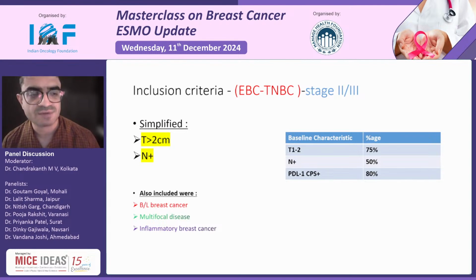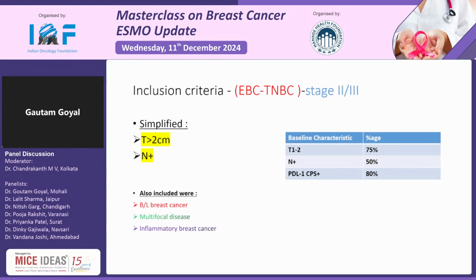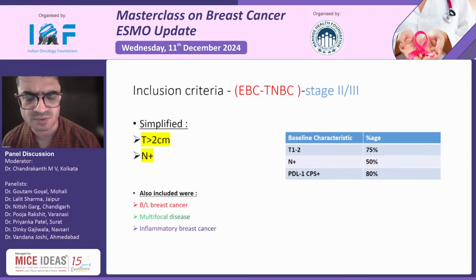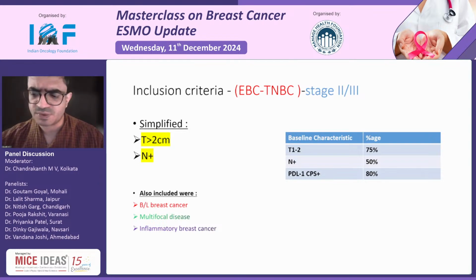So now that you have KEYNOTE-522, where node negative also has been included, the benefit is there even in the node negative subgroup. If you look into the inclusion criteria, either T more than 2 centimeter or node positive, any of the criteria, it was eligible for a 522-based regimen, and the benefit is there fairly in all subgroups. But I agree, now that the mature OS data is there, that is probably the reason why we will look into this, right, sir?